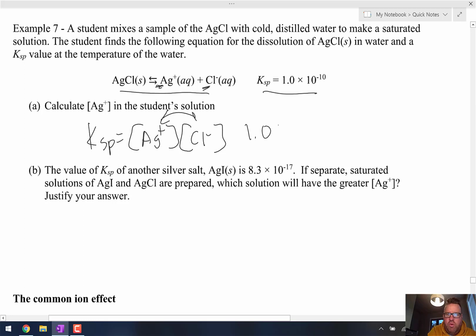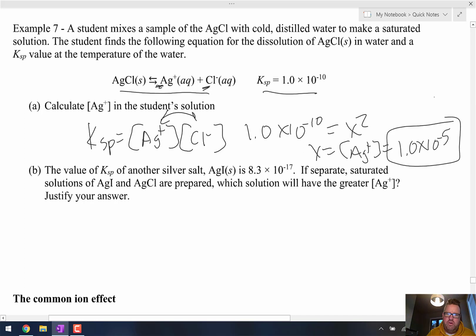So we can go 1.0 times 10 to the minus 10th is going to equal x squared. And then we literally just have to take the square root of 1 times 10 to the negative 10th. And we get x, which is equal to the concentration of Ag plus, as 1.0 times 10 to the minus 5th. Okay, super duper easy.